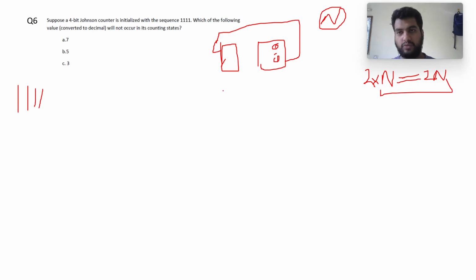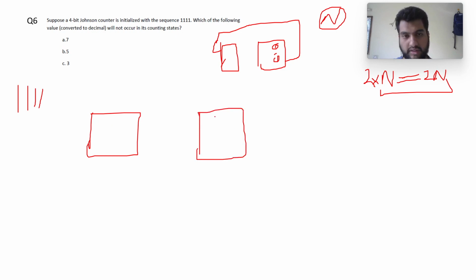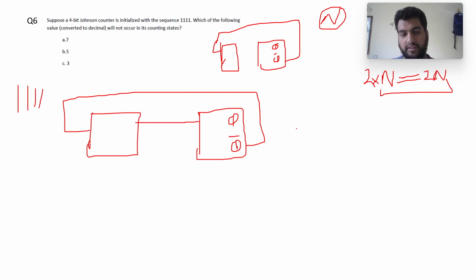So let me just repeat the question. Suppose a 4-bit Johnson counter is initialized with the sequence 1111. Which of the following value converted to decimal will not occur in its counting states? So the options are 7, 5 and 3. As you saw earlier, the Johnson counter has a cascade of flip-flops, and the complemented output of the last flip-flop is connected to the input of the first flip-flop. This is also known as twisted ring counter, and it will have 2n counting states, where n is the number of flip-flops.